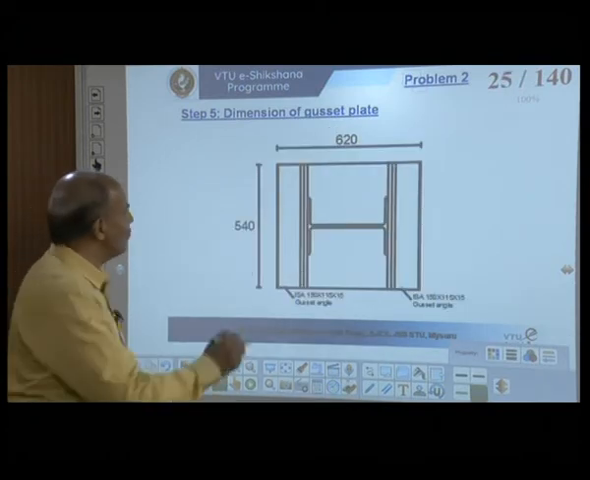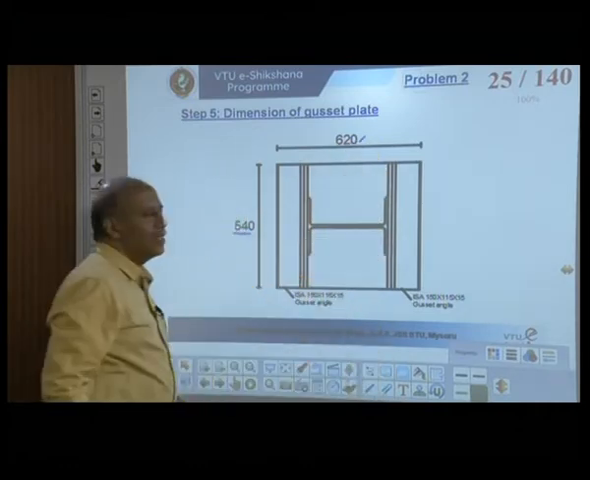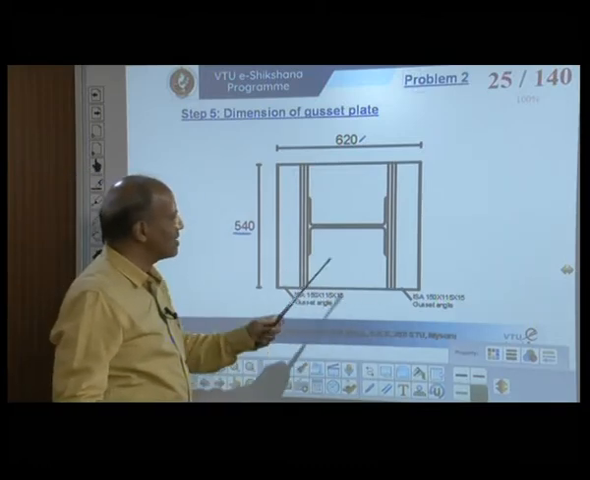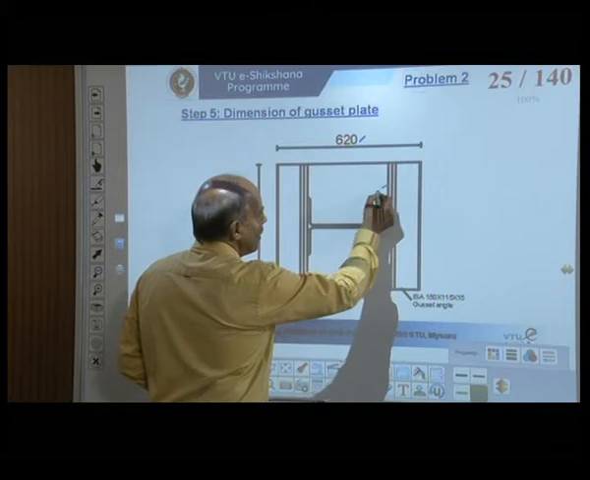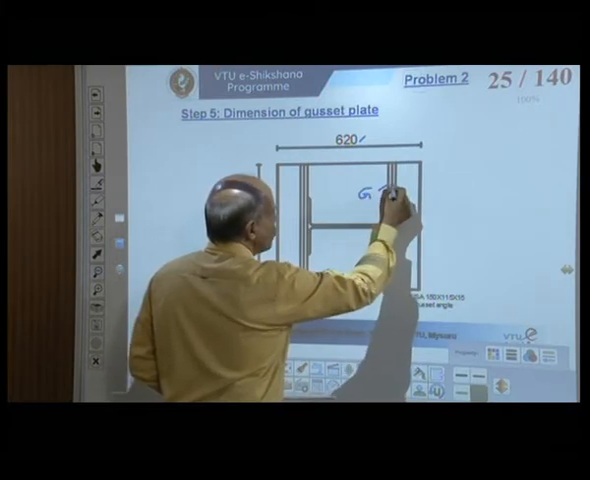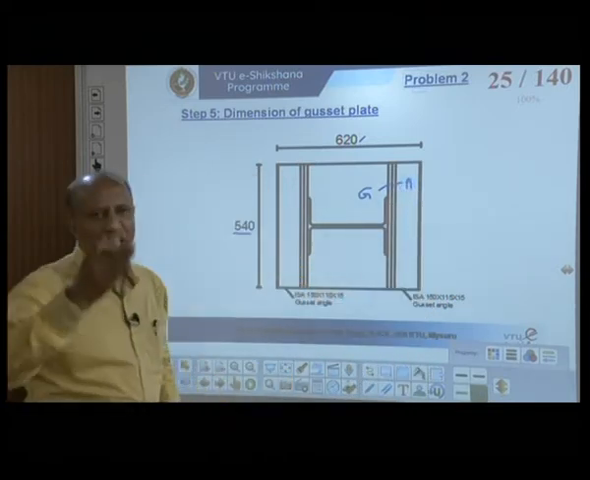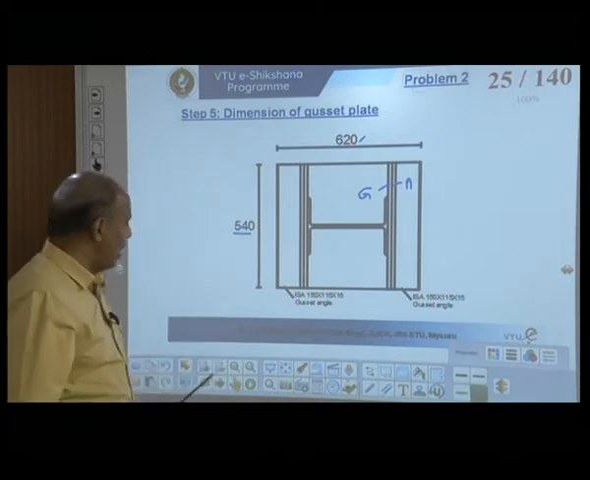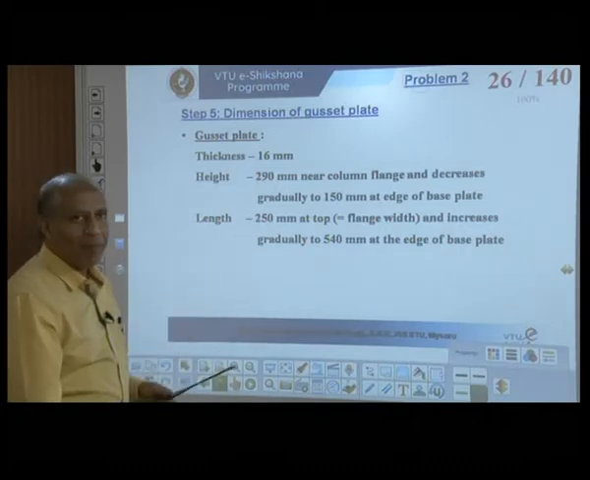So, that is the top view, that is the dimension of the plate, 540 width and 620 is the length of the plate, and then this is the cleat angle that we are trying to have here on either side. That is the column section that you are trying to see over here, and the first two lines represent the gusset plate, and the next two lines represent the angle that we are trying to have here, that is 150 mm angle coming out, having a thickness of 15 millimeters. So, I hope you can understand this particular figure.